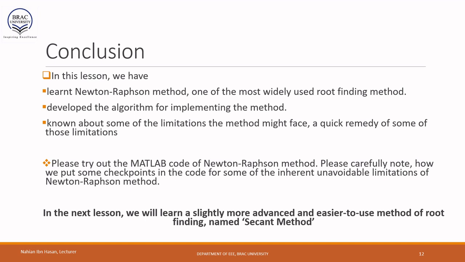In the next lesson, we are going to find out a more advanced method of the Newton-Raphson method, which is known as the secant method. This method is not an entirely new approach, rather a modification of the Newton-Raphson method. So we are going to try out that method in our next lesson.